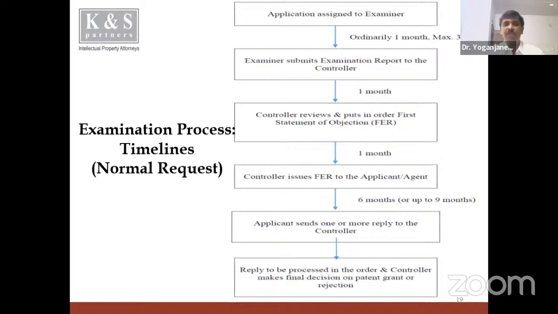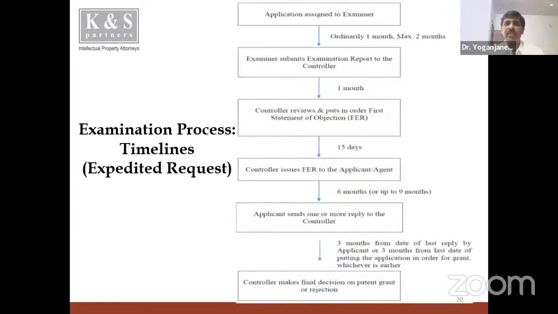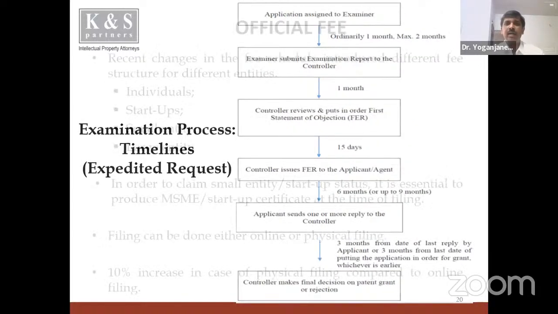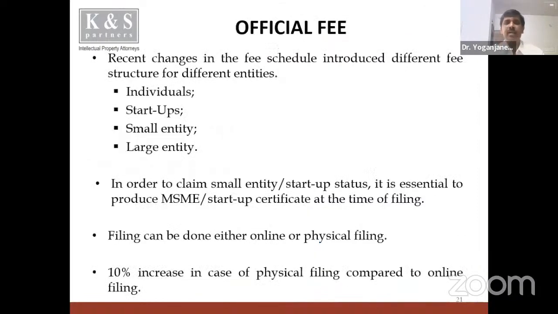So if after filing the response, the controller is satisfied with the response provided by the applicant, then the applicant can get the grant of patent. However, if the examiner is not satisfied, then he can issue a hearing notice. In that hearing notice, again, we need to attend the hearing and we need to make post-hearing submissions. And once all the objections are satisfied, then it will be granted.